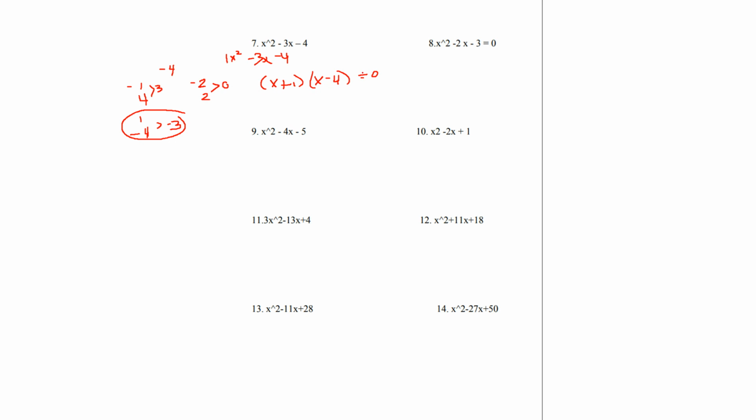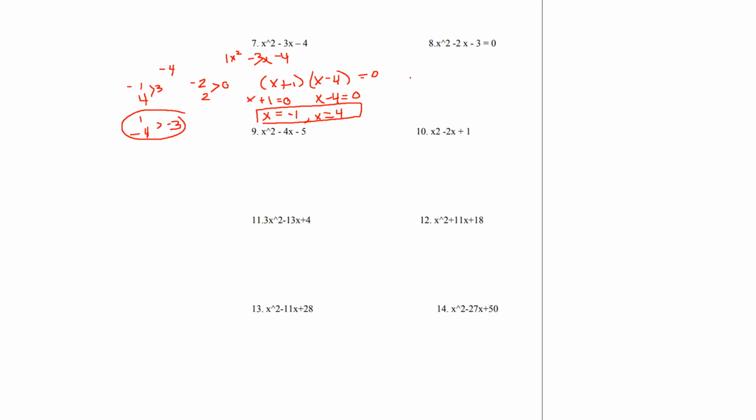And to solve this when it's equal to 0, you just set x plus 1 equal to 0 and x minus 4 equal to 0. That makes your answer x equals -1 or x equals 4. Okay.